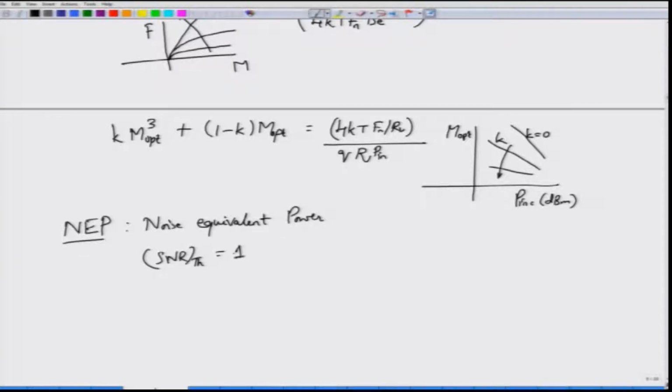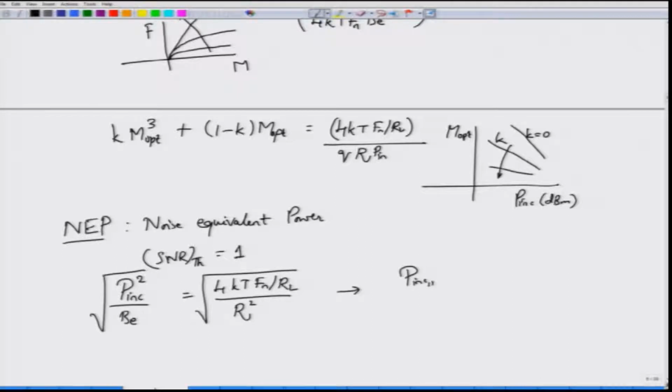This noise equivalent power can be obtained by setting the SNR in the thermal noise limit equal to 1. If you do that, you have the incident optical power divided by the bandwidth equal to 4kTFn by RL, which is the noise variance, divided by R square, R being the responsivity. You can take this R square to the left hand side and you get Iph square, and that is how I have rewritten the equation. Then we take the square root on both sides. So, I get the minimum optical power per square root of bandwidth, equal to 4kTFn by RL to the power half, divided by responsivity R.